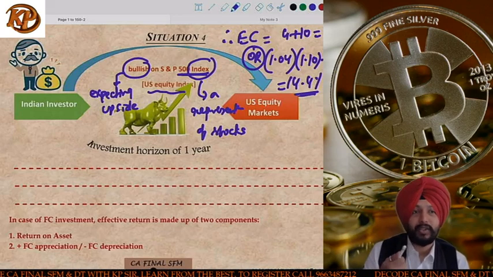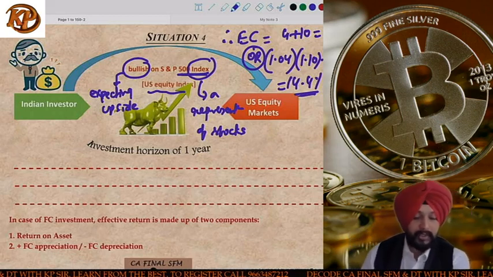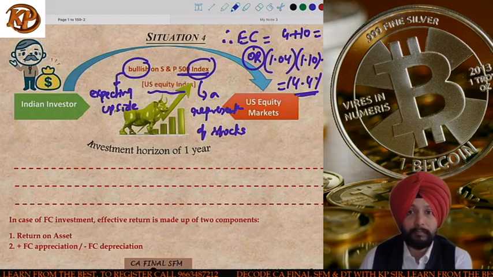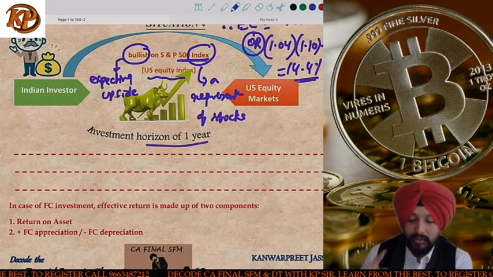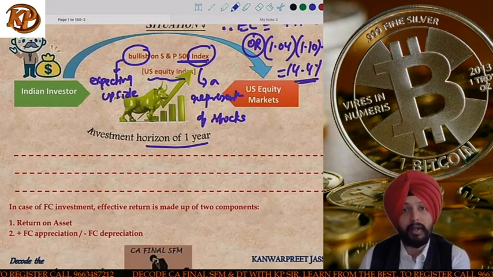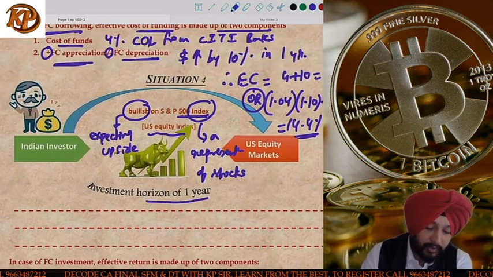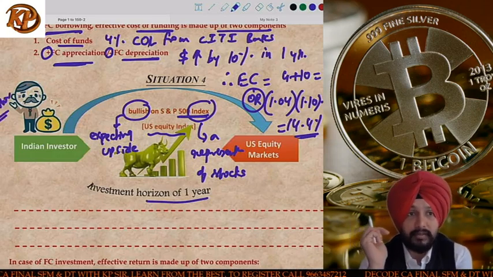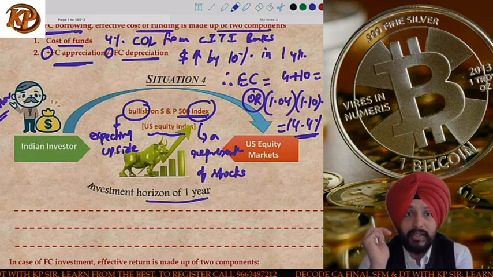So there is an Indian investor who is expecting US equity markets to do well. He decided, with an investment horizon of 1 year, to invest in US equity markets. So what will happen? He's a foreign currency investor. You can write here, this is the last case, the last situation: foreign currency investor.